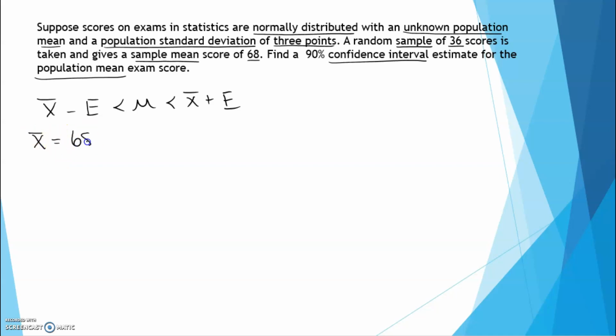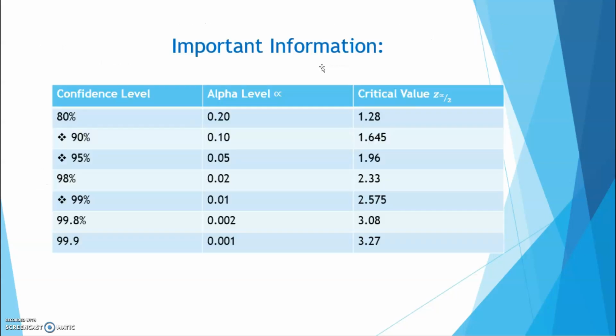So X bar is 68. The margin of error is a z-score times the population standard deviation divided by the square root of the sample size. They gave me the population standard deviation. That's just 3 points or just 3. They gave me the sample size. That was just 36. To find my z-score, they told me that it's a 90% confidence level. So I need to go to this important information right here. If it's a 90% confidence level, then my critical value or my z-score is going to be 1.645.